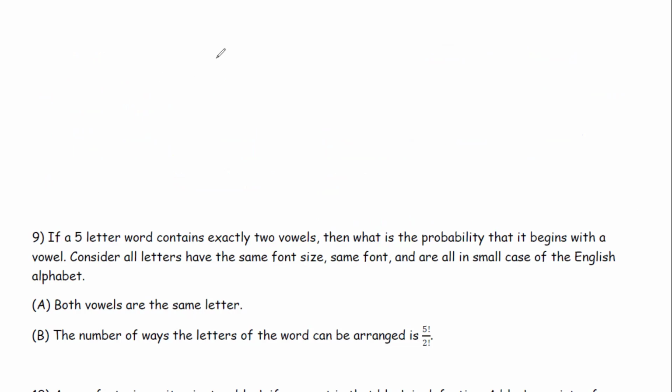If a five-letter word contains exactly two vowels, then what is the probability that it begins with a vowel? Consider all letters to have the same font size, same font, and all in small case of the English alphabet. So we know that if there are five letters, let's call them A, B, C, D, E, then there are 5 factorial ways to arrange them. But then we don't know the two vowels. It begins with two vowels, right?